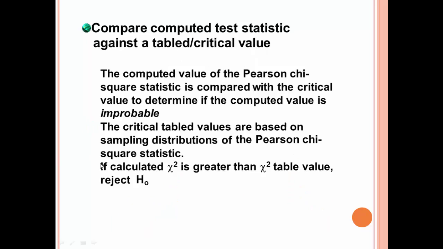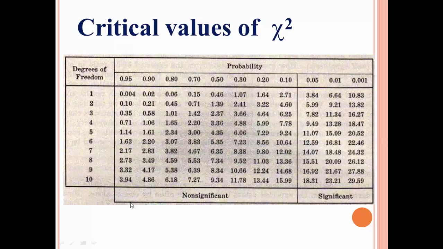Compare the computed test statistic against a tabulated value. The computed value of the Pearson chi-square statistic is compared with the critical value to determine if the computed value is improbable. The critical tabulated values are based on the sampling distribution of the Pearson chi-square statistic. If the calculated chi-square is greater than the tabulated chi-square, then we reject the null hypothesis and accept the alternative hypothesis. Here we have the critical values of chi-square.